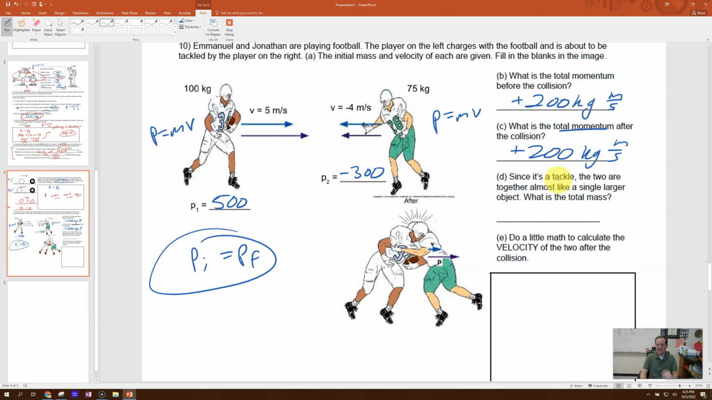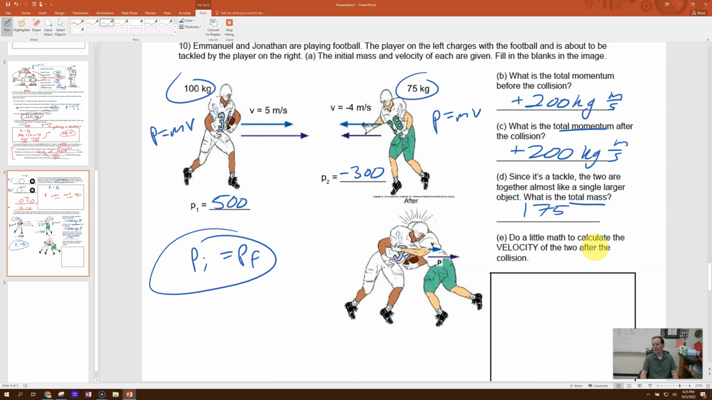Okay. Well, it's a tackle. The two are almost together. It's like they're one big object. So what's the total mass? This is like the granny problem. Add up their masses, 75 and 100, 175.